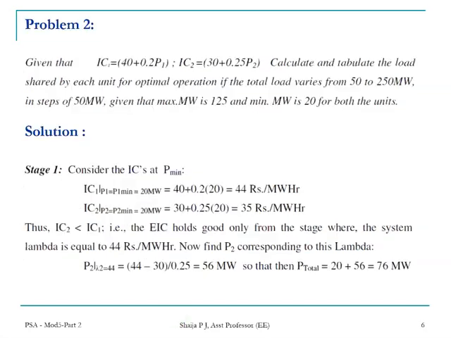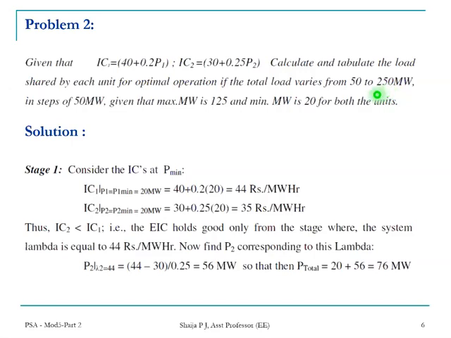Now we'll do another problem. The statement is given that IC1 is this, IC2 is 30 plus 0.25 P2. Calculate and tabulate the load shared by each unit for optimal operation if the total load varies from 50 to 250 megawatt in steps of 50 megawatt, given that the maximum is 125 megawatt and the minimum is 20 megawatt for both units. So this is a problem in which the total demand varies from 50 to 250, so we have to find the cases of total load between 50 and 250.